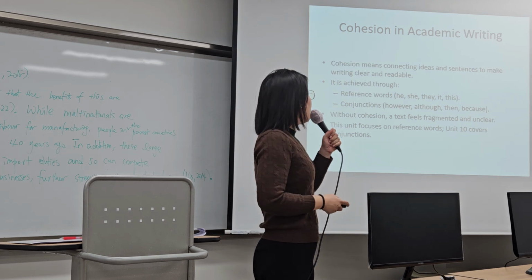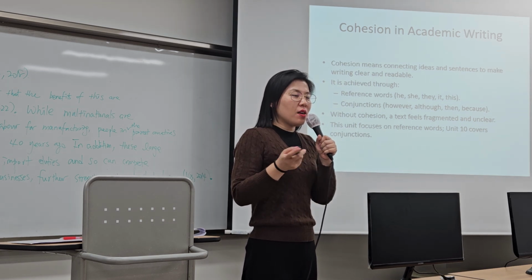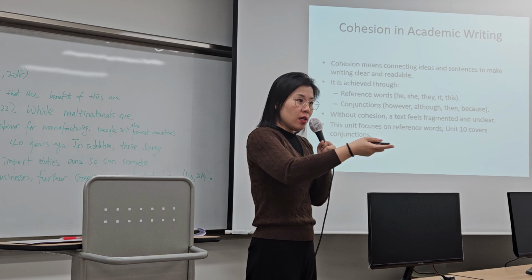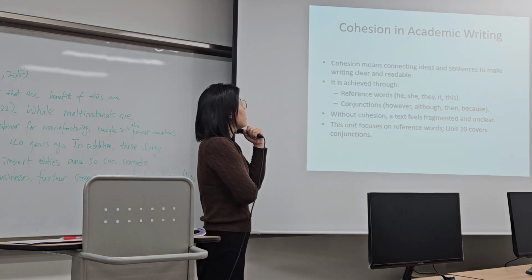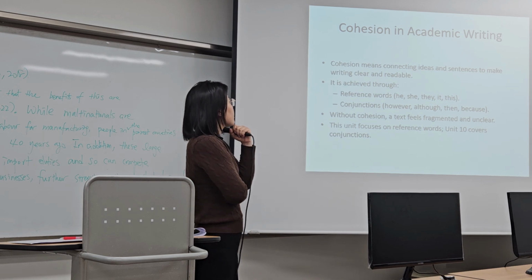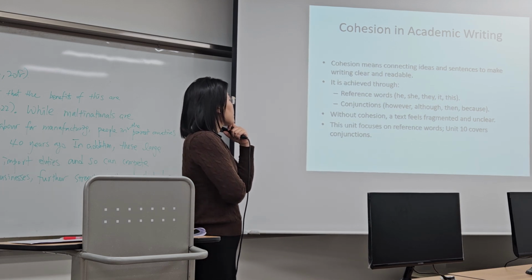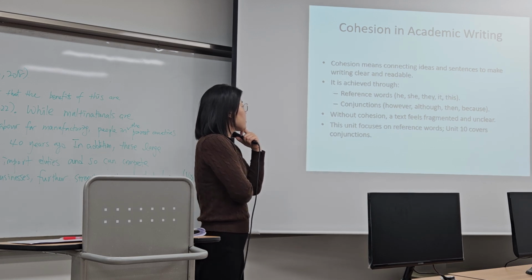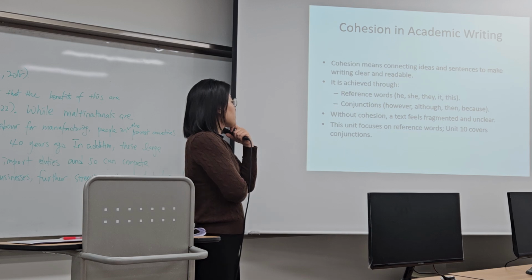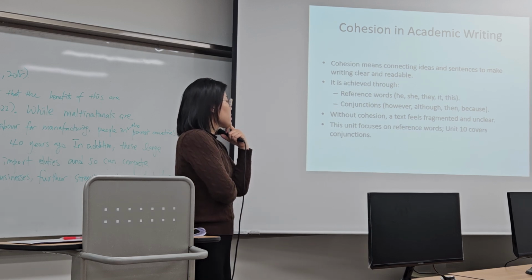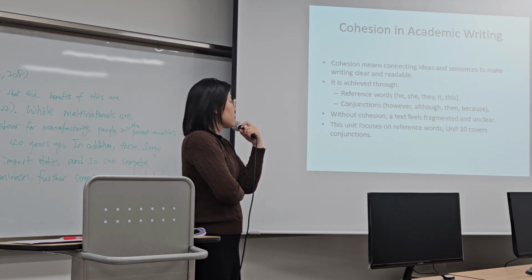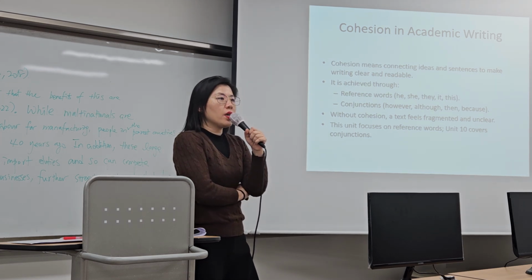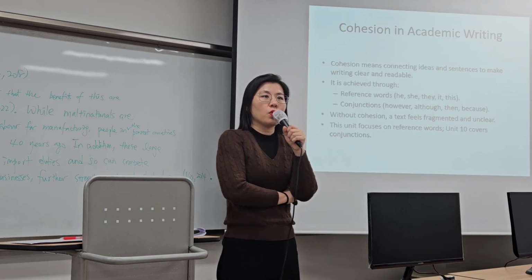Okay, let's move on to cohesion. After we have finished, we can go back to the contrasting sources. You can go on reading. Cohesion means connecting ideas and sentences to make writing clear and readable. It's achieved through reference words like he, she, they, it, this, and conjunctions like however, although, then, because. Without cohesion, a text feels fragmented and unclear. This unit focuses on reference words. Unit 10 covers conjunctions.